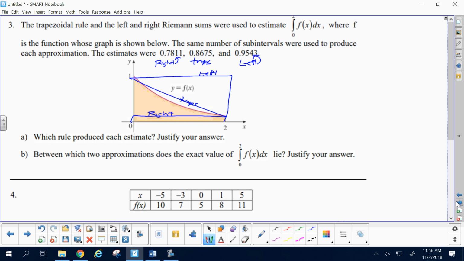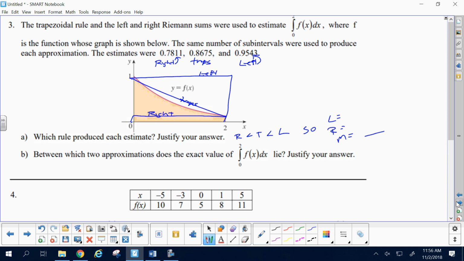Okay, which row produced each estimate? Justify your answer. I just said, I got those because I know right is less than trapezoid is less than left. So that's how I knew. So that's why left must be this and right must be that. Okay, I don't know quite what to say. B was a fun question.